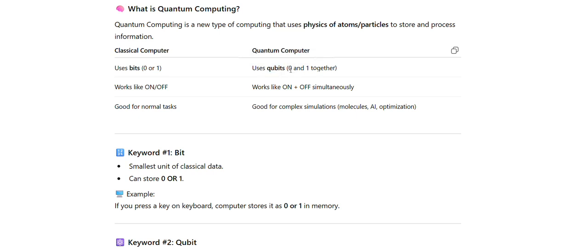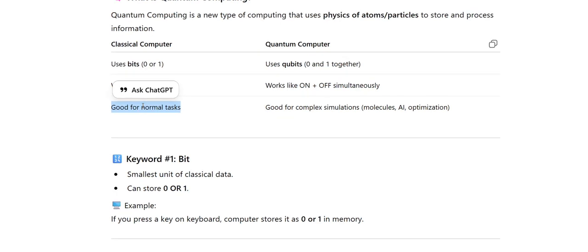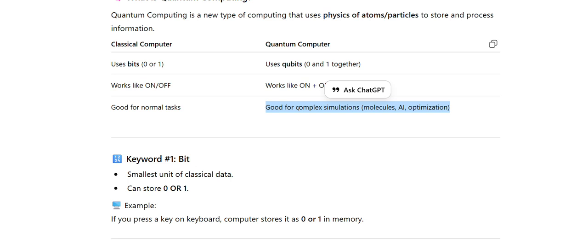which means it is capable of storing 0 and 1. A classical computer works like on or off, but a quantum computer works like both on and off simultaneously. The classical computer is good for normal tasks, whatever computers are capable of now. Most of the tasks that human beings cannot do, the classical computer is doing currently, and that itself is referred to as a normal task. But quantum computing is for complex simulations, from molecules to AI or optimization, whatever it is. So it's good for complex simulations.